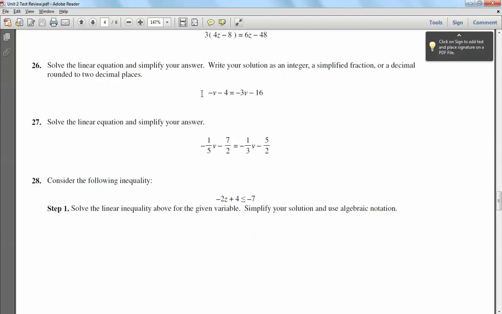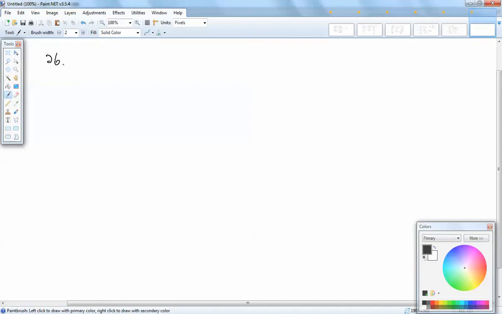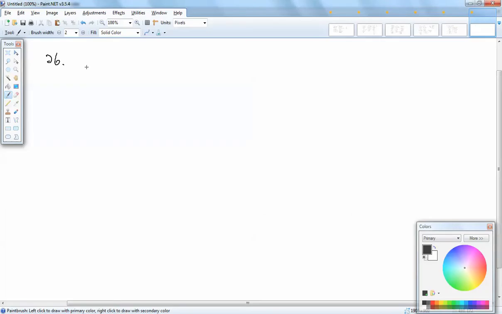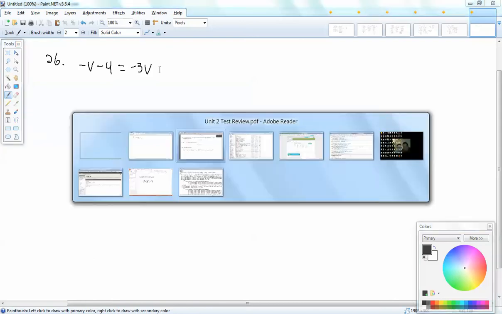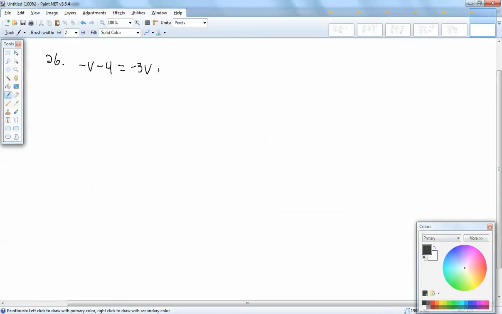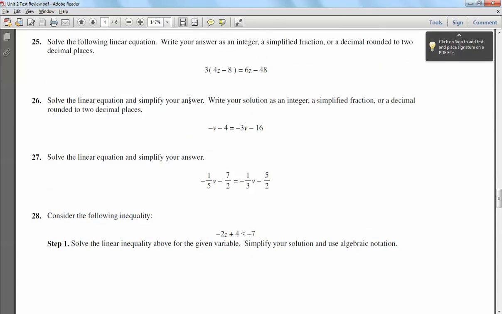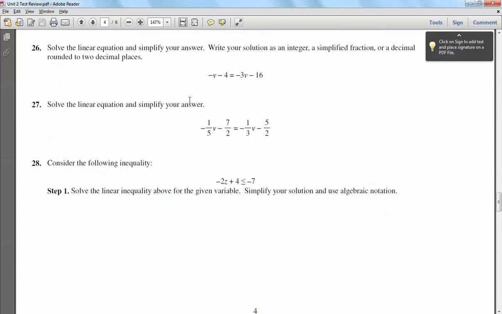Let's look at 26. We got negative v minus 4 equals negative 3v minus 16. Not even reading directions, but I guess solve.